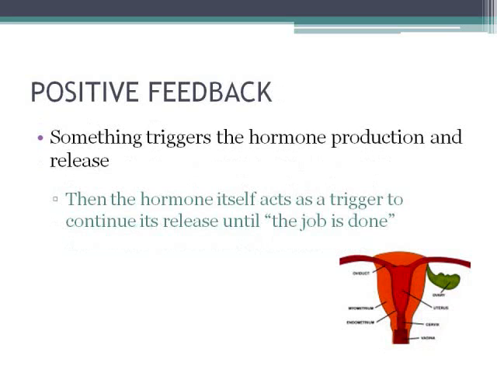Positive feedback. Well, in this process, something triggers the hormone production and the release of the hormone originally. Then, the hormone itself acts as the trigger to continue its release until the job is done. An example here is oxytocin during the process of labor in childbirth. The oxytocin keeps coming until the job's done, which means the baby is born.